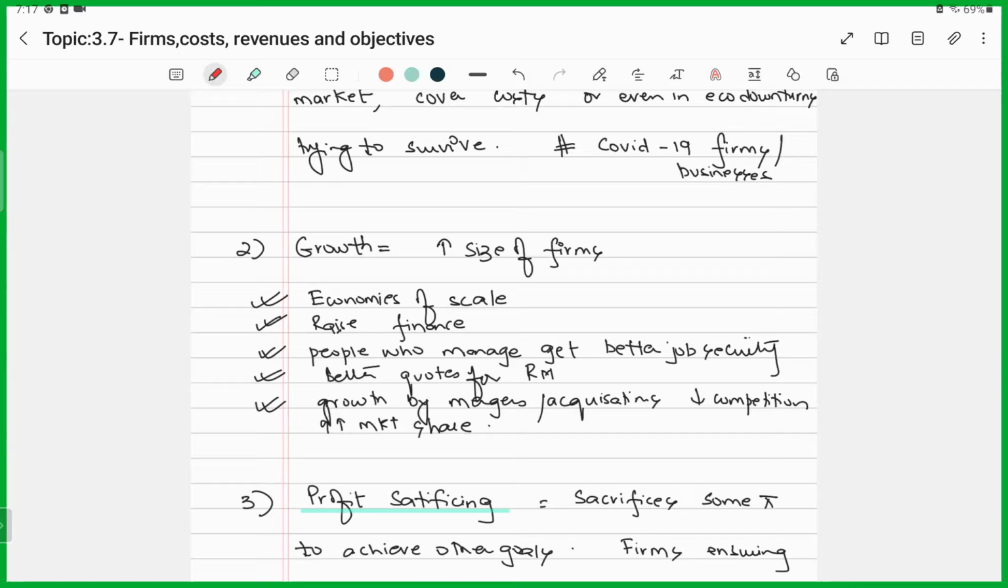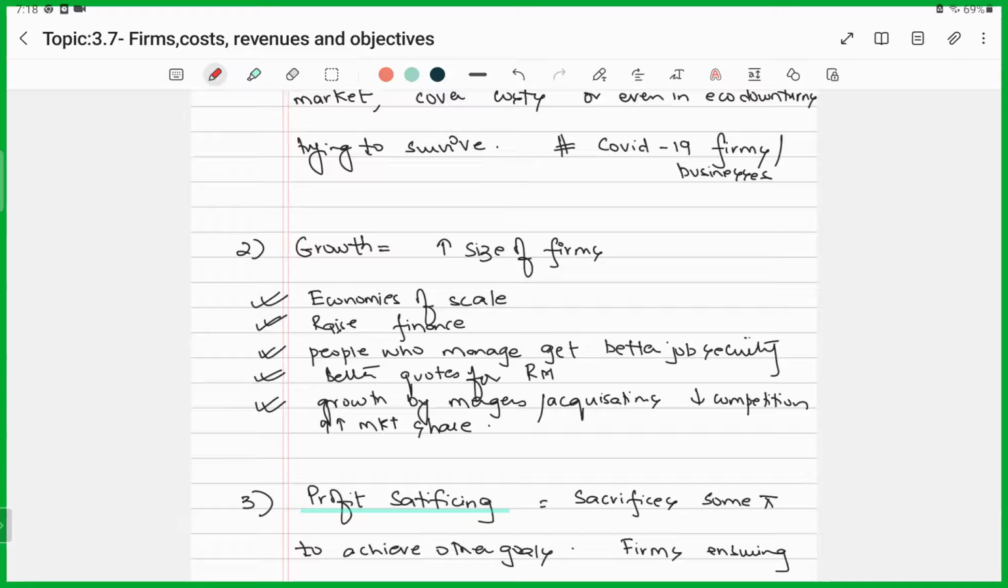Then managers or people who operate or who are running firms, they are able to get better job security, and they rise in their ranks. So increasing the size of the firm is in their favor as well. And similarly, when firms grow in size, they are able to better get quotations for the raw materials.